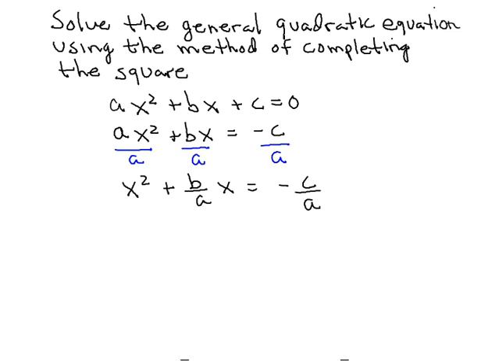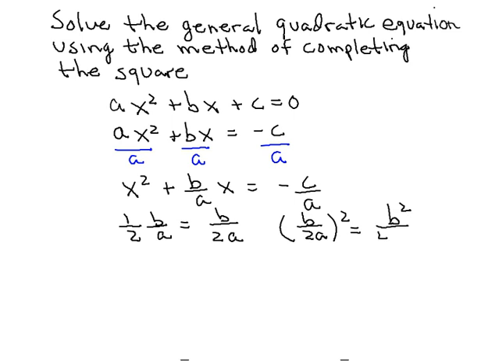Now we next need to decide what to add to complete the square. So we're going to take 1/2 the coefficient of the x term, which is b over a, which will give us then b over 2a. And what we do next then is to square that. So we have then b over 2a quantity squared, which will then give us b squared over 4a squared.